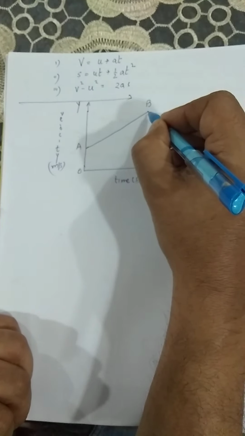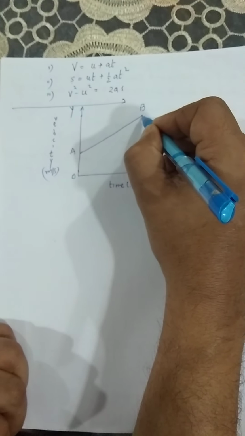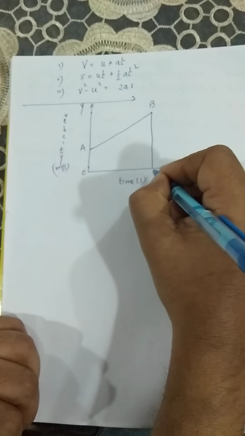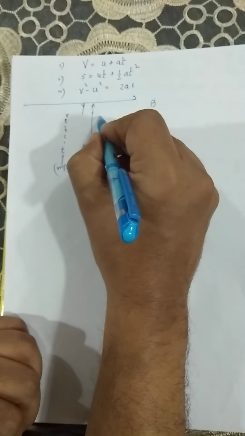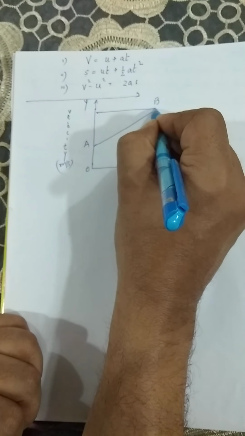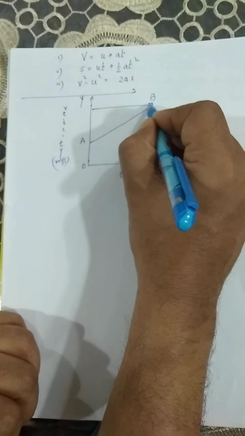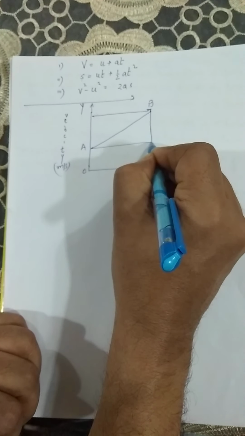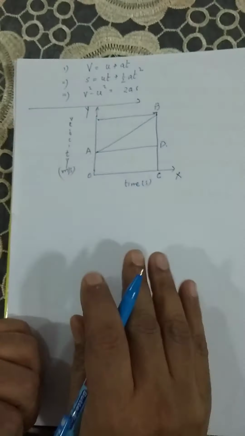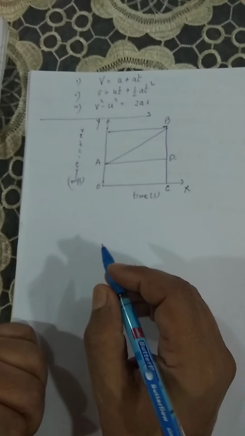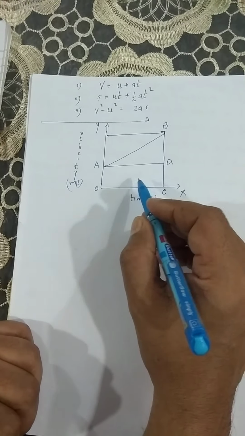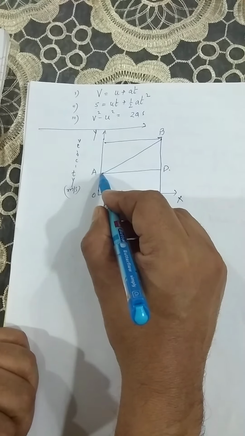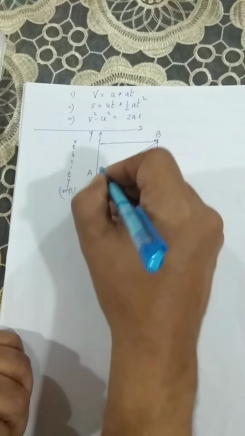And from here, I'll draw the perpendicular on both the axes. This is the perpendicular on the x-axis and this is the perpendicular on the y-axis. Now draw a line from A parallel to the time axis. So this is a VT graph, velocity time graph, for when the initial velocity of the body is not 0.